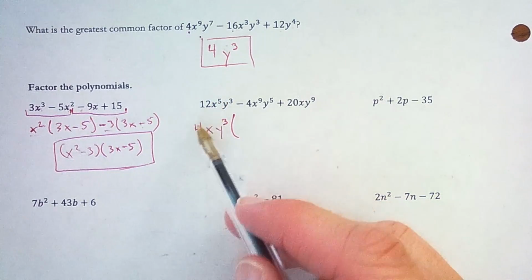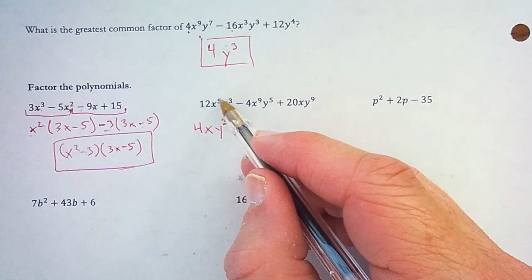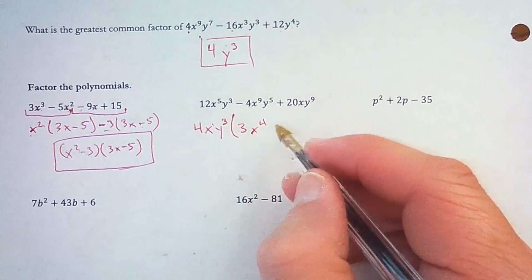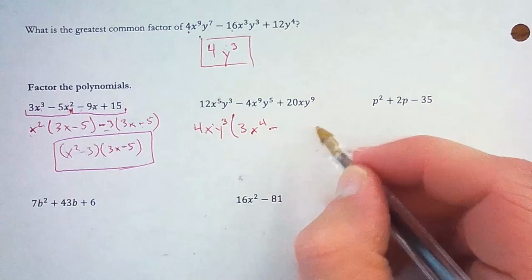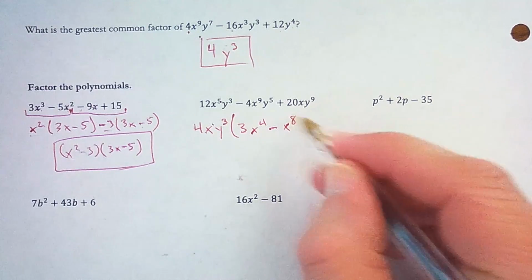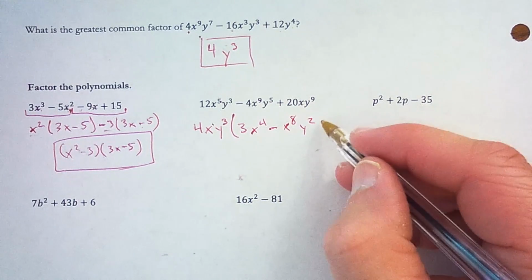And now we'll divide. 12 divided by 4 is 3. And then subtract the exponents. 5 minus 1 is 4. 3 minus 3 is 0, so there's no x's there. Negative 4 divided by 4 is negative 1. 9 minus 1 is 8, so x to the 8th. 5 minus 3 is 2, y squared.